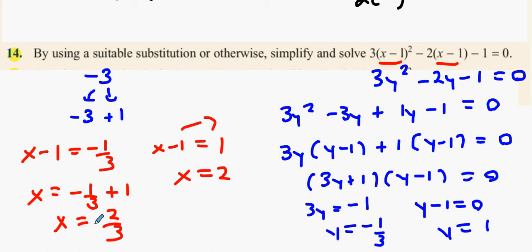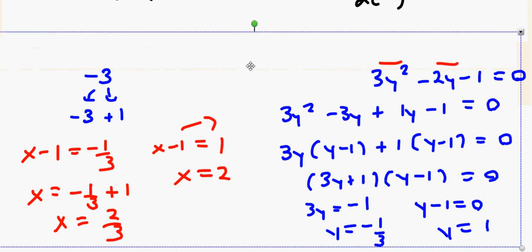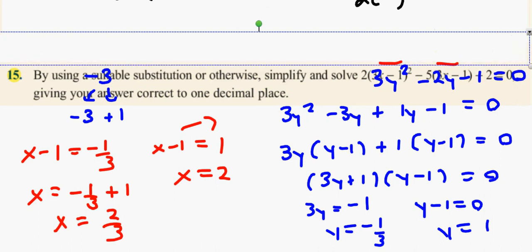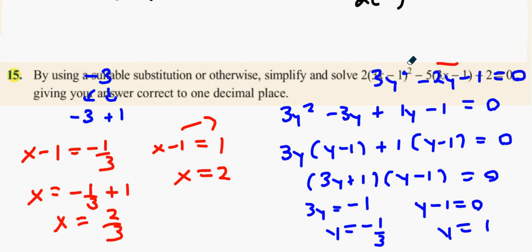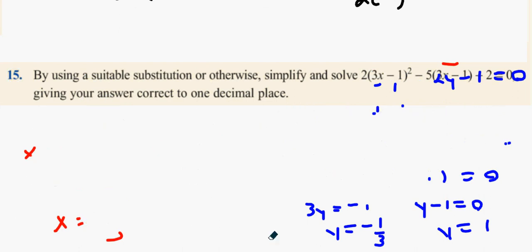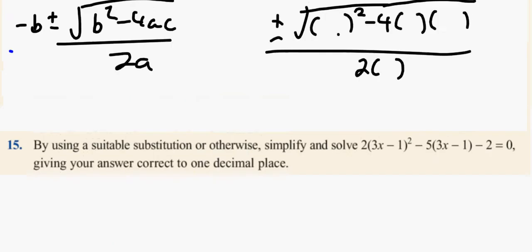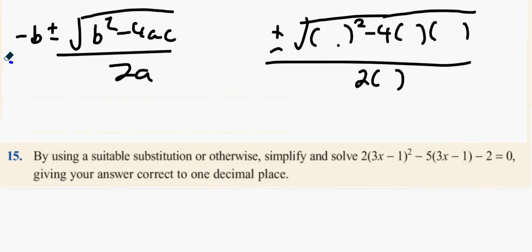Alright, 15. 15 is going to be fun. And there is 15 appearing out of nowhere. Now, let's go over 15 now. Alright. By doing a simple substitution or otherwise, simplify and solve the following. 2 bracket 3x minus 1 squared minus 5 bracket 3x minus 1 minus 2 equals 0. Giving your answer correct to 1 decimal place.